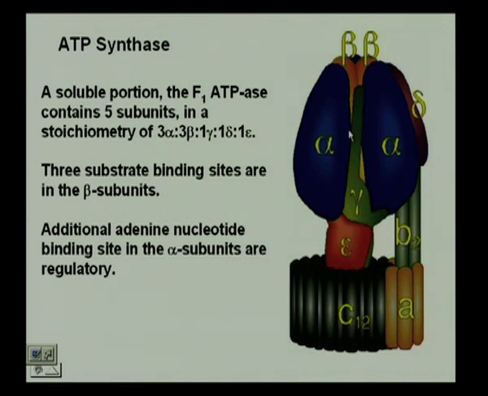Okay? Now, the beta subunit is the catalytic subunit. Okay? That is actually going to produce the ATP. So, this part is the F1 part and this is the F0 part, the part that is connected with the membrane. Okay?